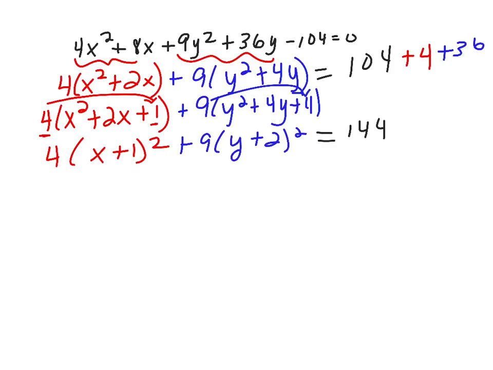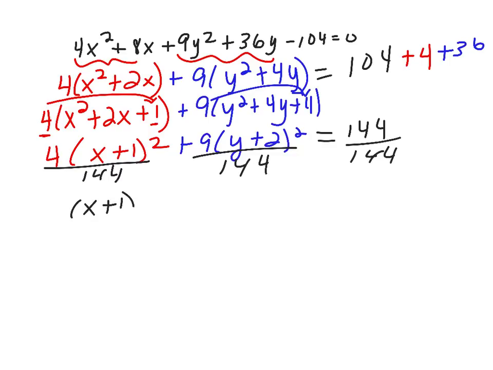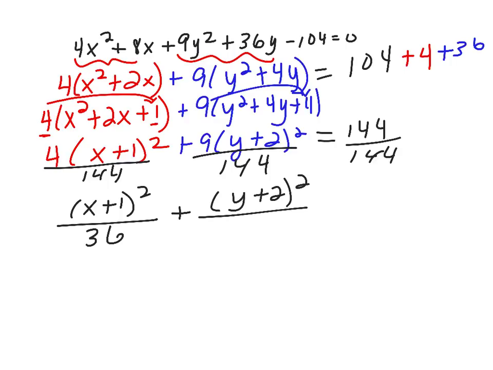So I'm going to divide everything by 144, so that it's equal to 1. I get x plus 1 squared over 4 and 144, reduced to 36, so 1 over 36, and y plus 2 squared, 9 and 144, reduced to 1 over 16, and that equals 1.